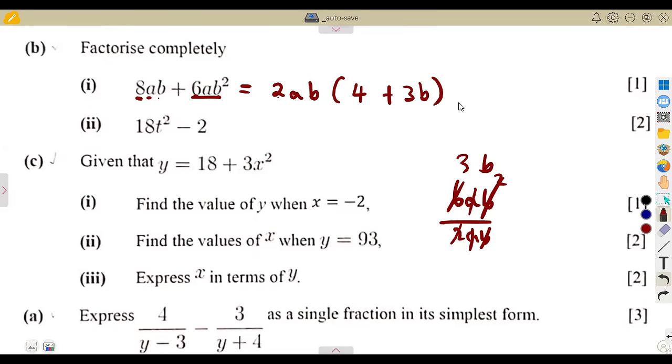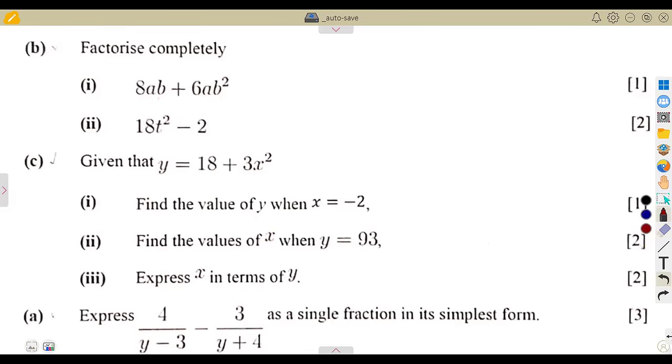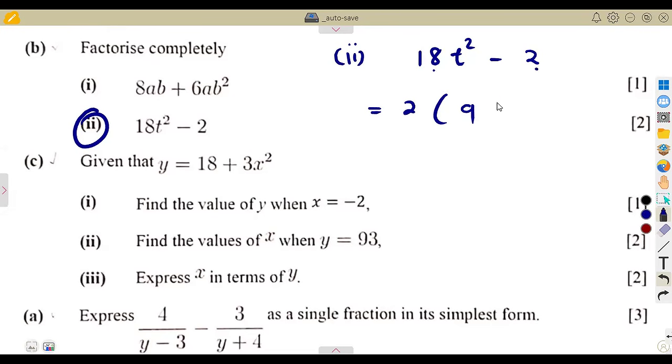So guys, you say this is so difficult. I don't see where exactly we are missing the part there. All right, 18t squared minus 2. 2 is common between 18 and 2. So you can factor out 2, then divide. Remember the golden rule: always factor out what is common. After that, you can consider the type of expression that you're given.